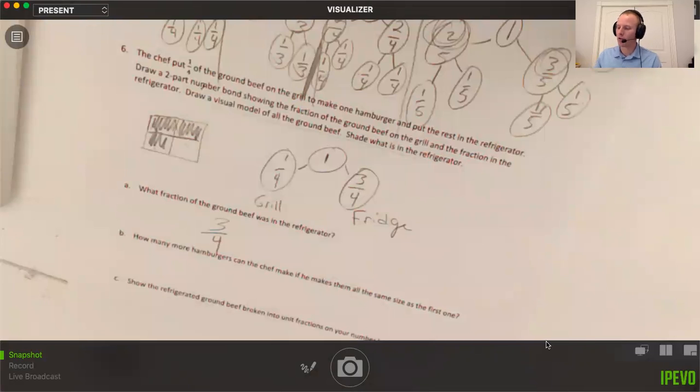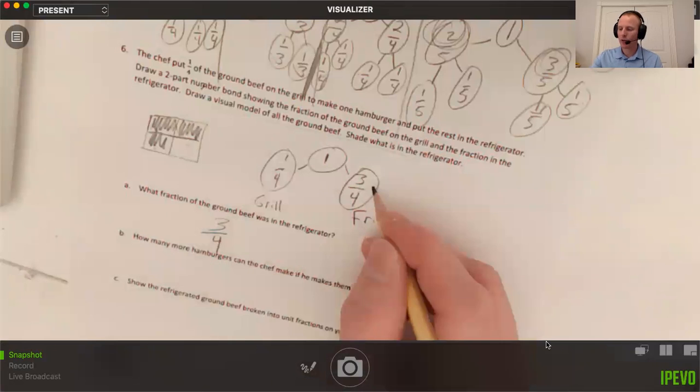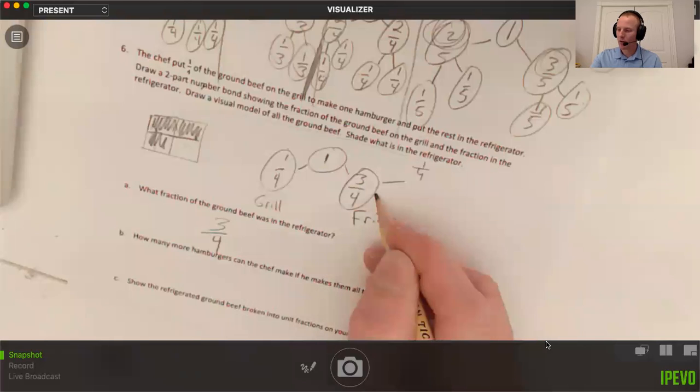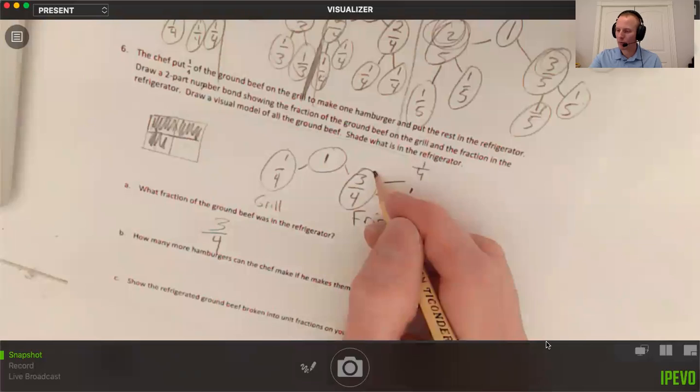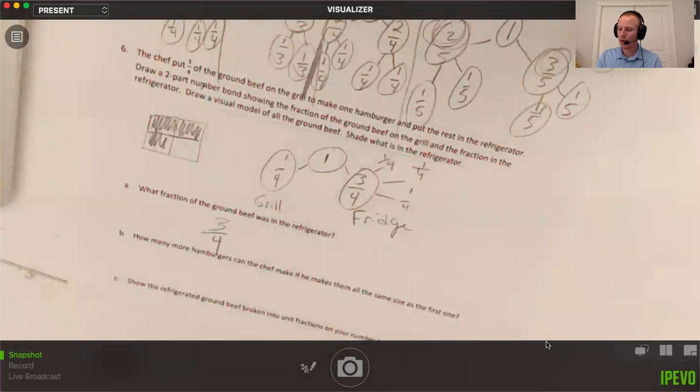How many more hamburgers can the chef make if he makes them all the same size as the first one? Well, the first one he made 1/4, and he has 3/4 left. So I would say I could take that 3/4 and make 3 more 1/4 burgers, or 1/4 pound burgers. So quarter pounders is basically what they're called. So 3 more 1/4 pound burgers.